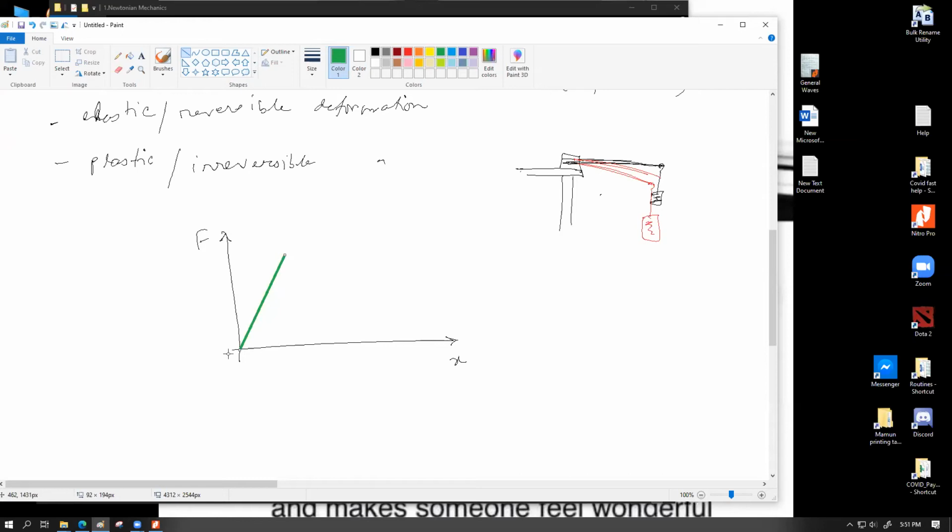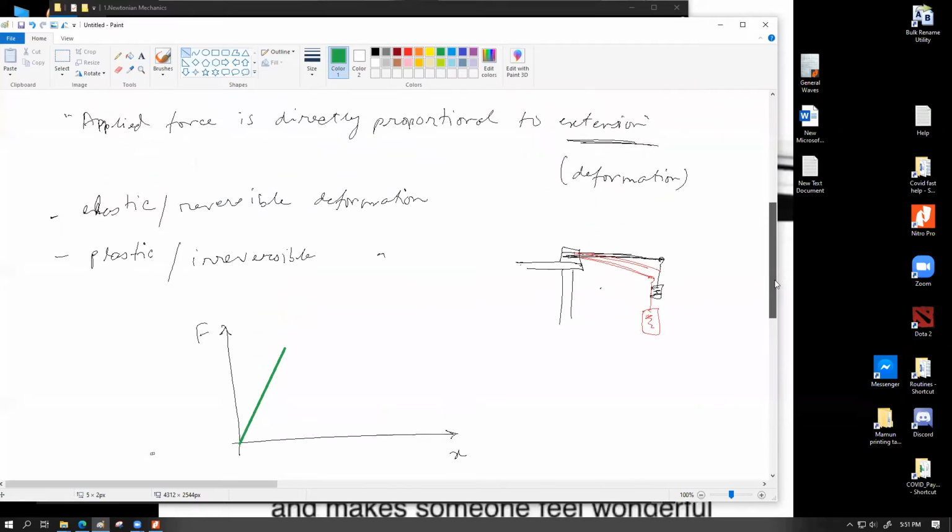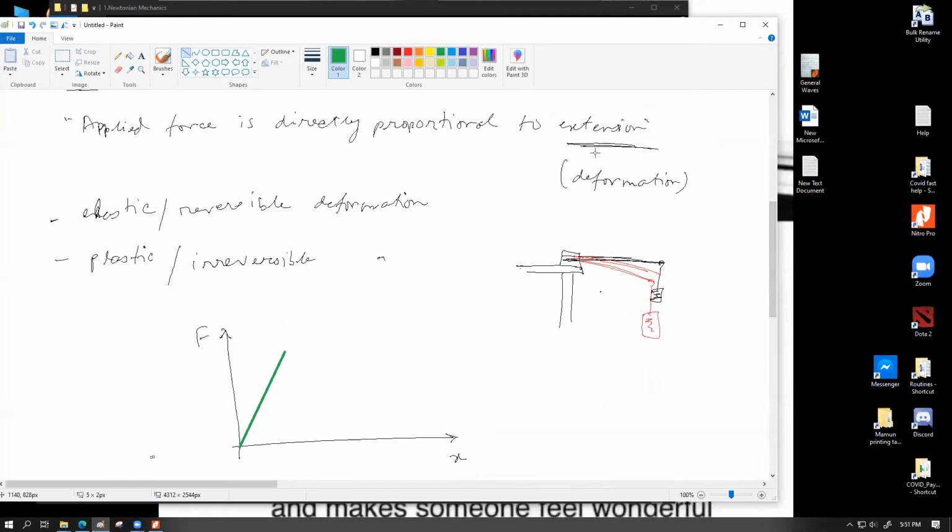And this line will definitely pass through the origin, which means that this is a y equals mx line. Y equals mx means y is proportional to x. There is no y equals mx plus c, so there is no intercept. So this represents a perfectly directly proportional relationship. This is basically the representation of Hooke's law, that applied force is directly proportional to extension or deformation.